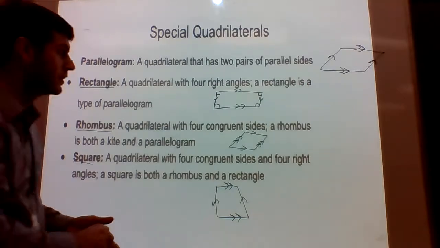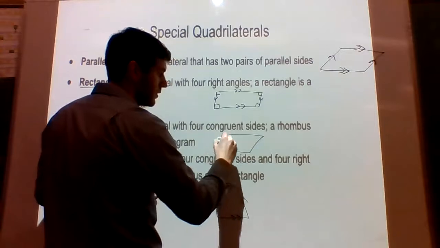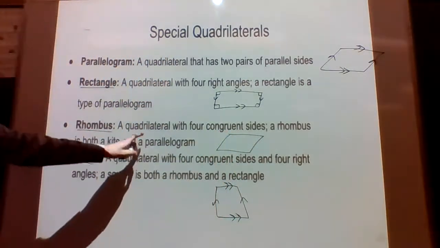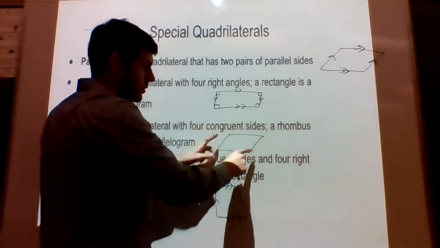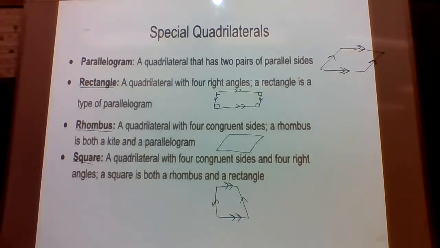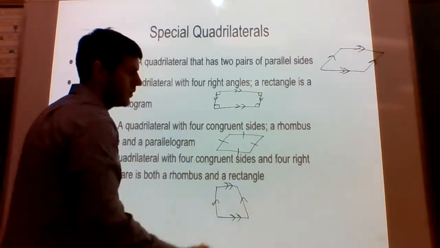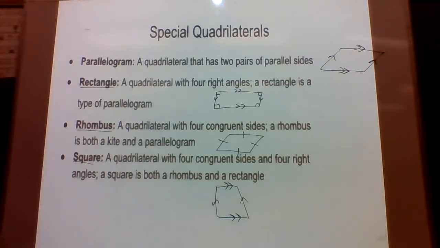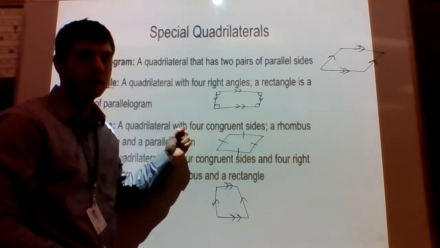A rhombus is defined, again, the sides are parallel, but I don't want to confuse anyone. So let's have our figure, our rhombus. A rhombus is a parallelogram because we showed the two sides were parallel. These two sides are parallel, and these two sides are parallel. Two pairs of parallel sides. But it is defined by four congruent sides. If all the sides are the same, then it is a rhombus. So it is defined by having four congruent sides.